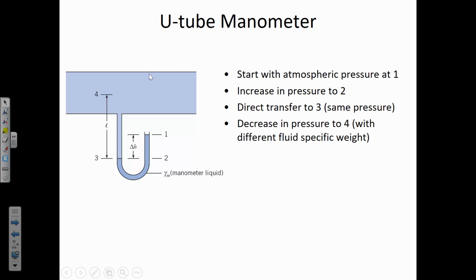So we start at 1, where we've got atmospheric, and then anytime we go down through a fluid, the pressure is increasing, right? So from 1 to 2, we could say basically the pressure at 1 is 0 gauge pressure, because we're measuring things relative to the atmosphere. And then the pressure at 2 is whatever the pressure was at 1 plus delta H times the gamma of whatever fluid we've gone through. And here, the fluid is some manometer liquid, and so I'm going to say gamma sub m.